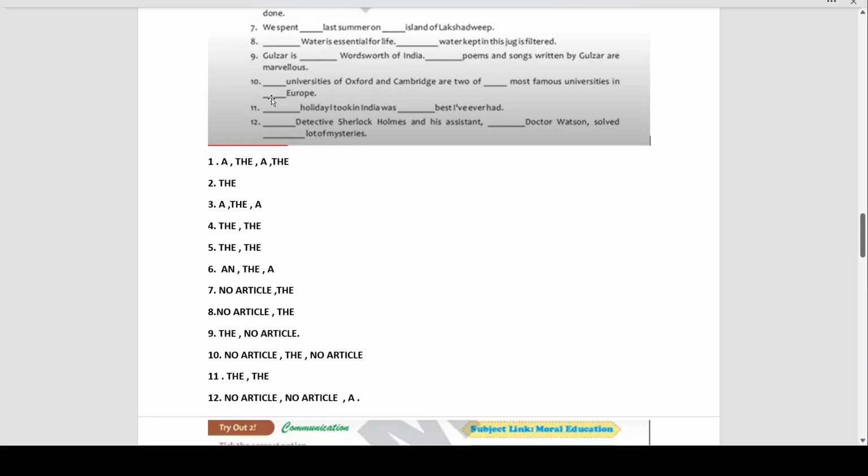There will be no article in front of Europe also because Europe is a particular proper noun.